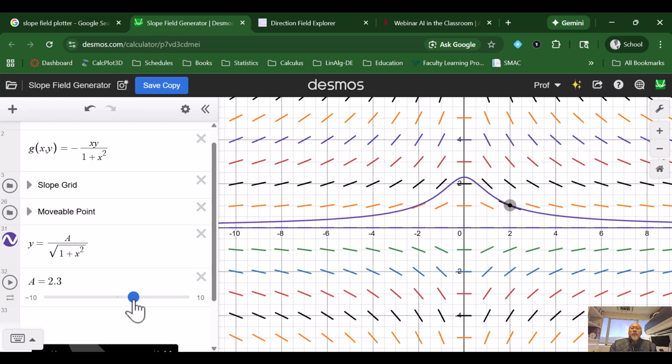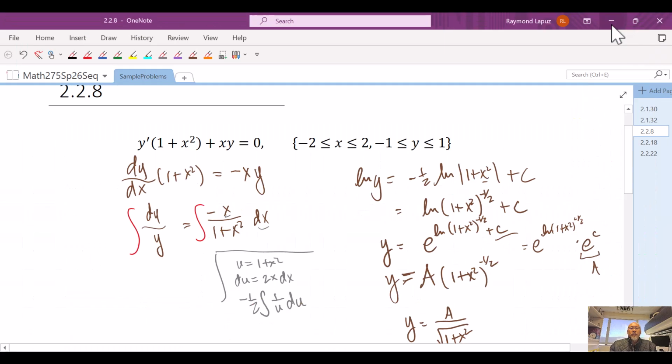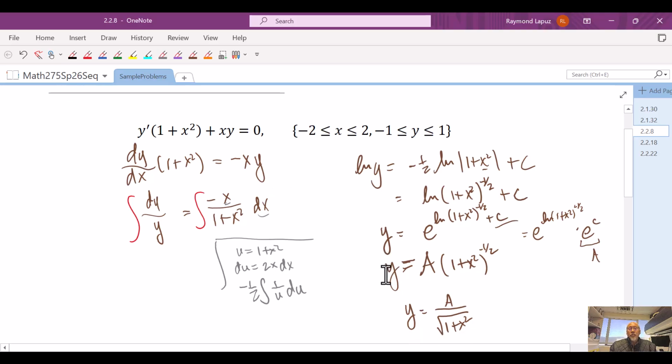Okay. All right, so that is our solution for our differential equation, and general solution for our differential equation.